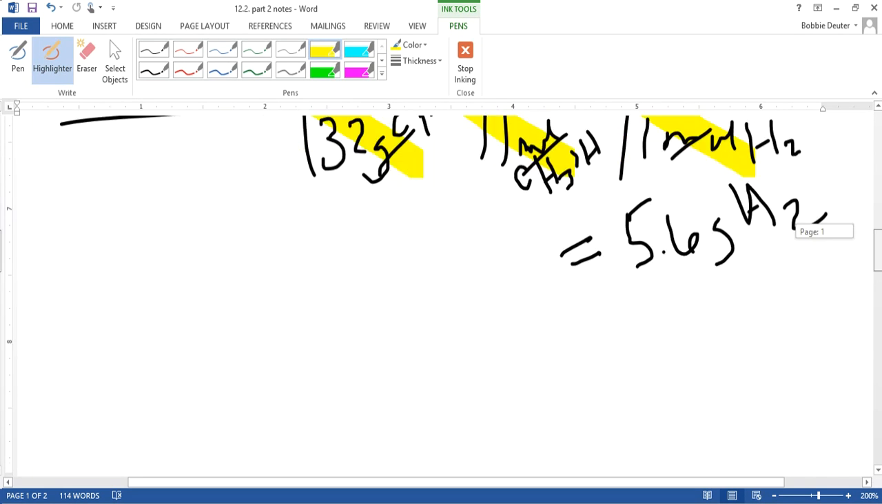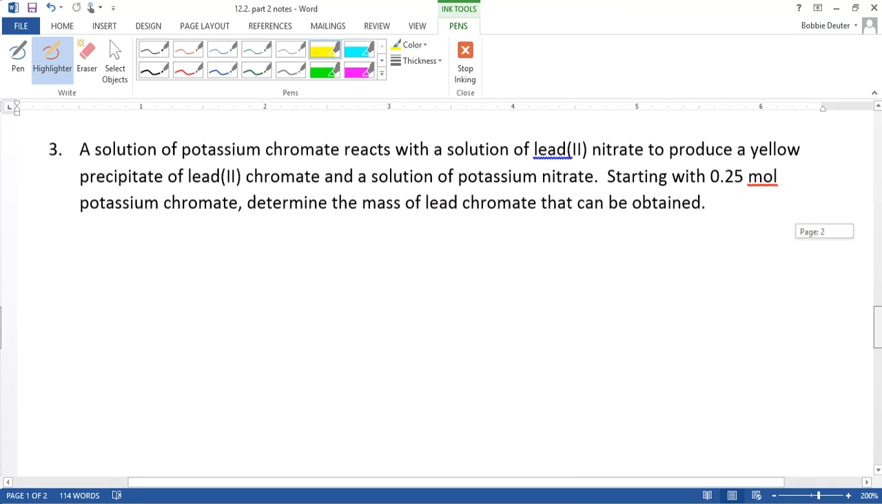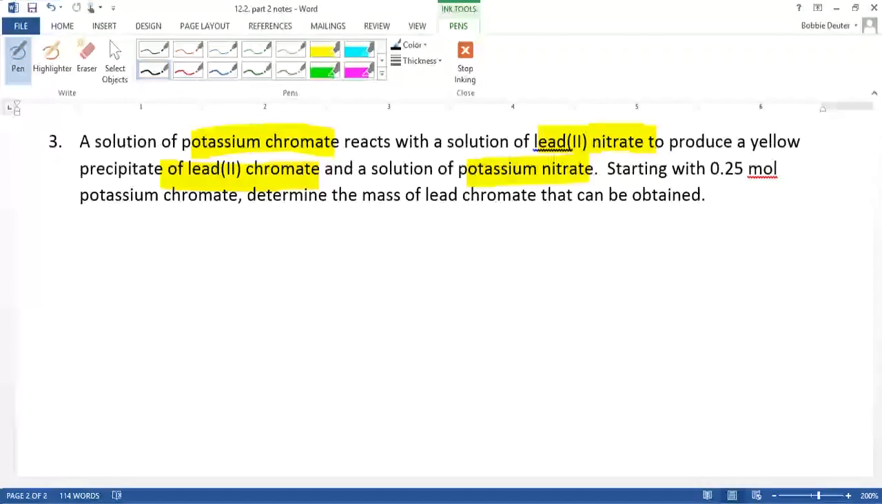All right, one more problem here. So let's mix it up a little bit. It's going to give us moles. We got to go to grams. So we have potassium chromate and lead nitrate. It produces lead chromate and potassium nitrate. So let's do a balanced chemical equation. Remember, these are all ionic compounds. So I need a polyatomic chart out.